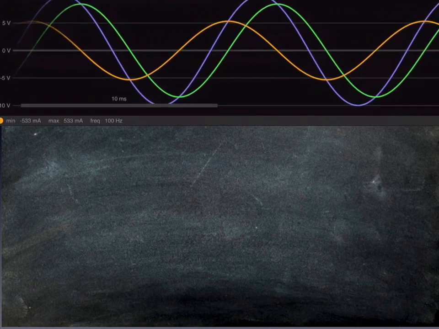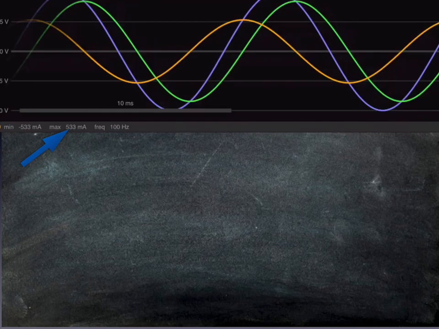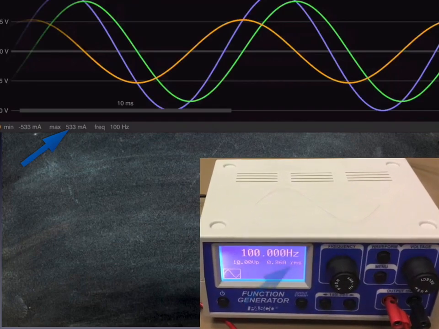But are our measurements close to our previous estimations of 0.36 amps? Our virtual scope registered a maximum current of 0.533 amps, which in RMS terms is 0.533 divided by the square root of 2. This equals 0.37 amps. We are also in agreement with our real measurements, since our function generator reports 0.36 amps RMS. Given the AC configuration, we estimated 0.365 amps. Everything seems to be in order.